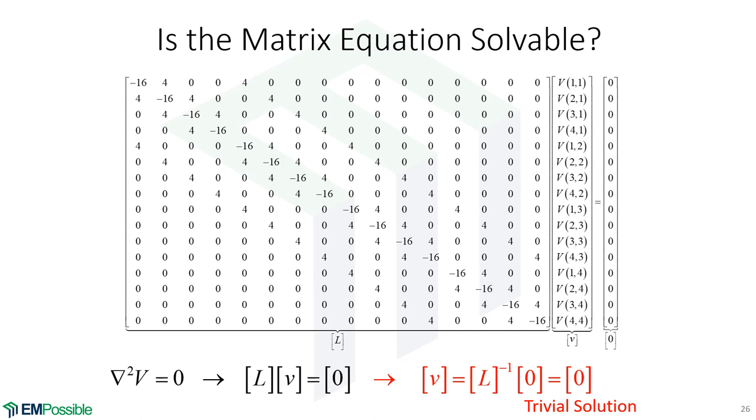Why don't we have an answer? It's because we have all zeros here, and that's because we have not told this formulation what voltages our conductors are set to. So that's our next thing. We have to somehow force those potentials to represent that correctly in this matrix equation.